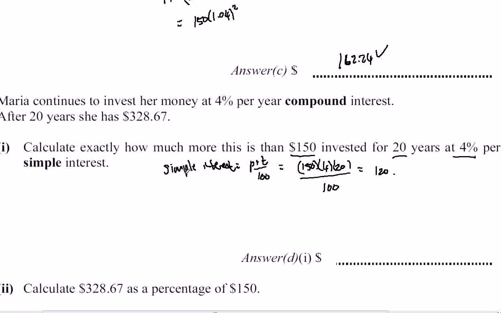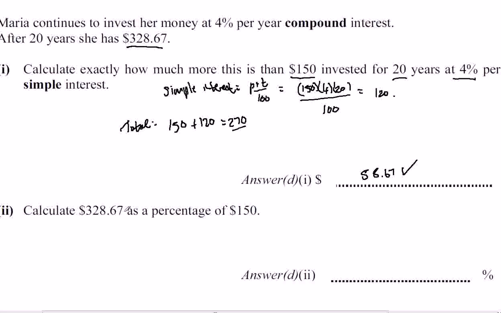So she earns $120 simple interest. In total, she has the 150 she put in at the beginning, plus the 120 interest, so she has 270 in total. So the difference between 328.67 and 270 is 58.67.